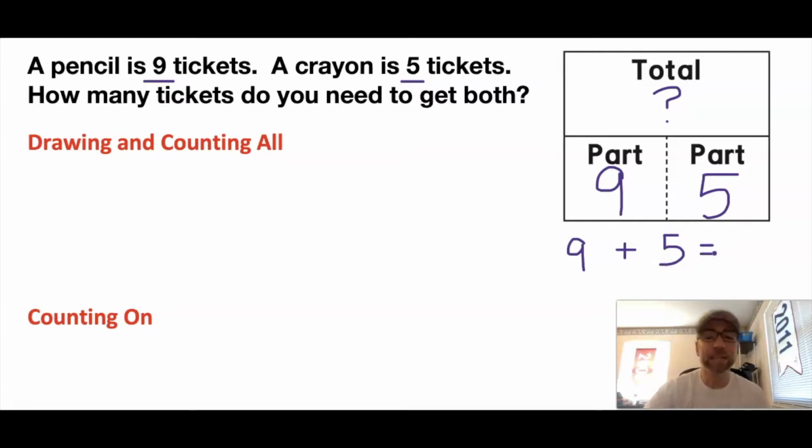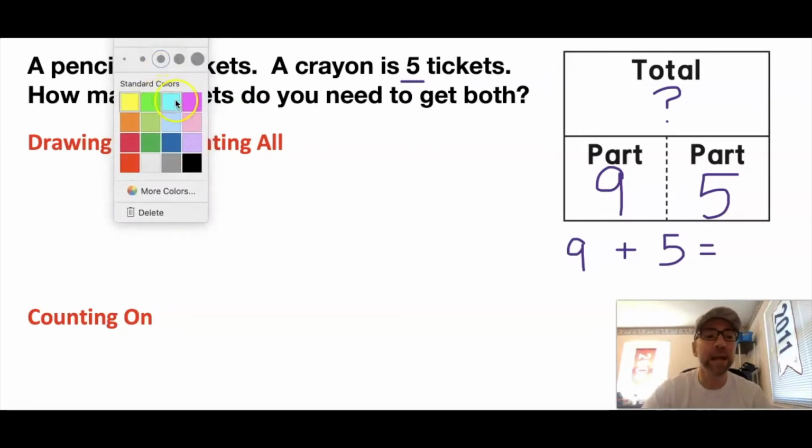Now there's lots of ways that we can solve a problem like this. And this is an addition problem because we're looking to find the total. Our first strategy is drawing and counting all. Well, this time we're not going to be crossing out anything because we're not giving it away. So let's go ahead and draw a math picture on our whiteboard. The pencil is worth 9 tickets. So let's go ahead and draw 9 tickets.